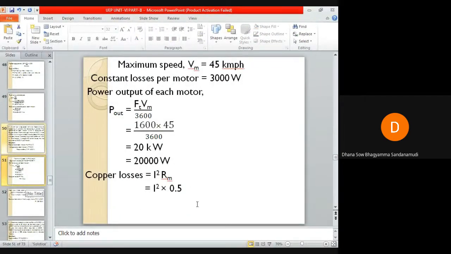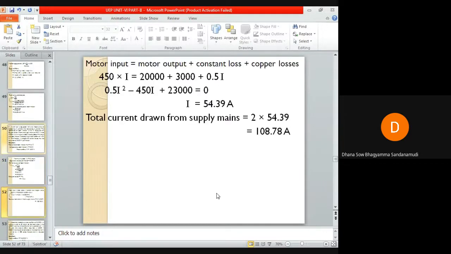Input is equal to output. Output is what? 20,000 watts plus losses. Losses are what? Copper losses plus constant losses. Copper losses are I square into 0.5, that is 0.5 I square, plus 3000. So you can see that in this next slide.